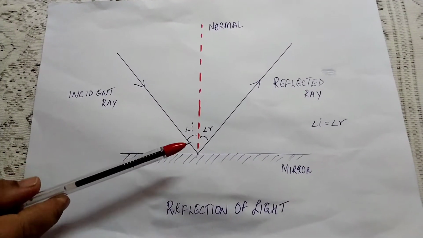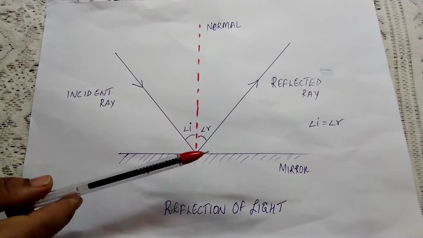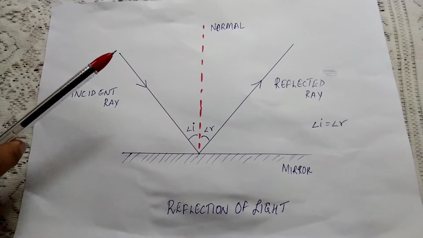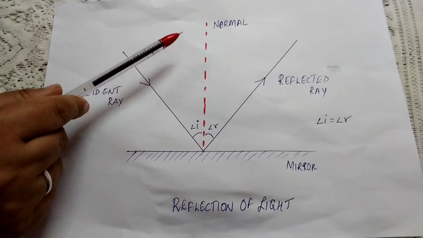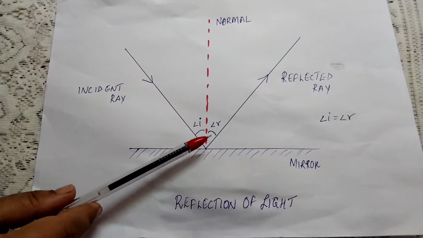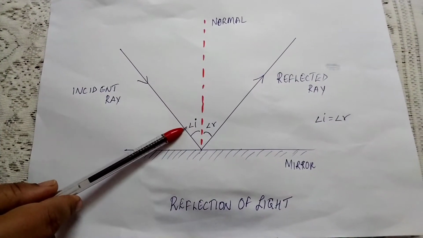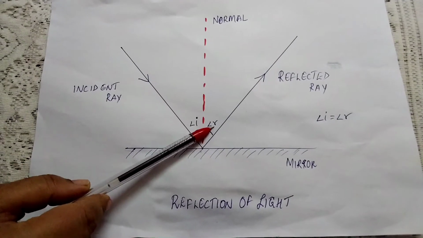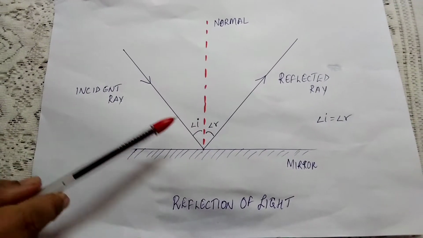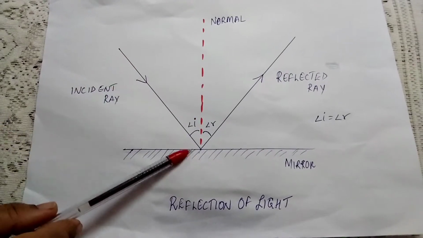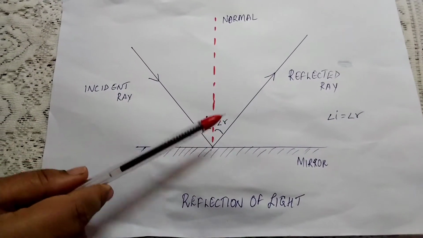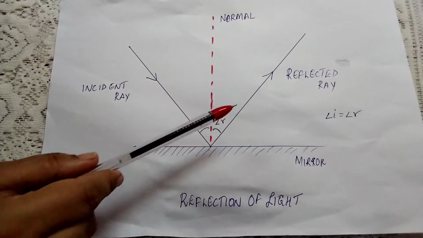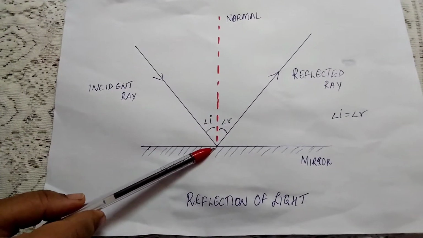Now, the reflection of light always follows two laws. What are the two laws? The first law states that the incident ray, the reflected ray, and the normal all lie on the same plane. The second law states that the angle of incidence is always equal to the angle of reflection. The angle of incidence is formed by the incident ray with the normal at the point of incidence, and the angle of reflection is formed by the reflected ray with the normal at the point of incidence.